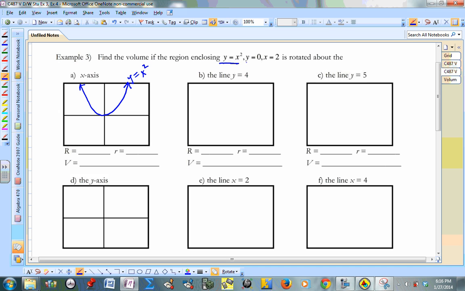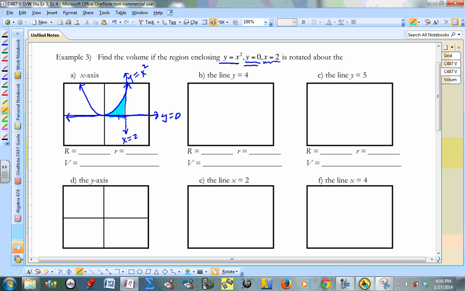And then they say y equals 0. Remember, y equals 0 is just another name for the x-axis. And then they tell us the third line is x equals 2. So we'll draw a vertical line like so. And now let's identify the shaded region that they're dealing with. It's this little region in here enclosed by all 3 graphs.